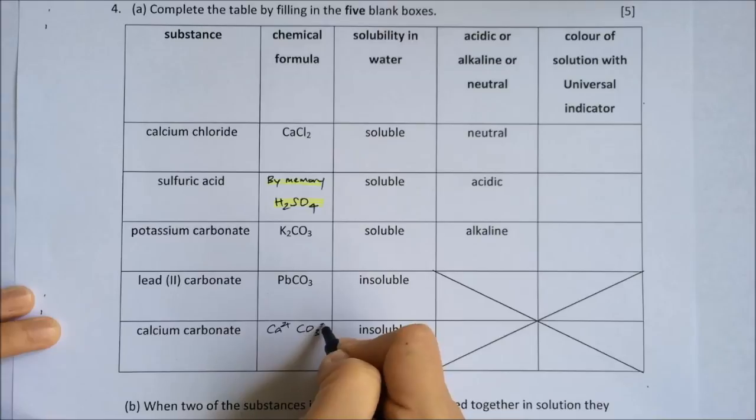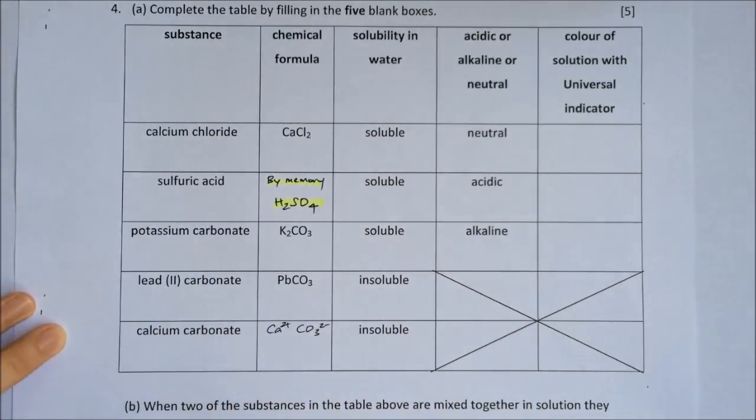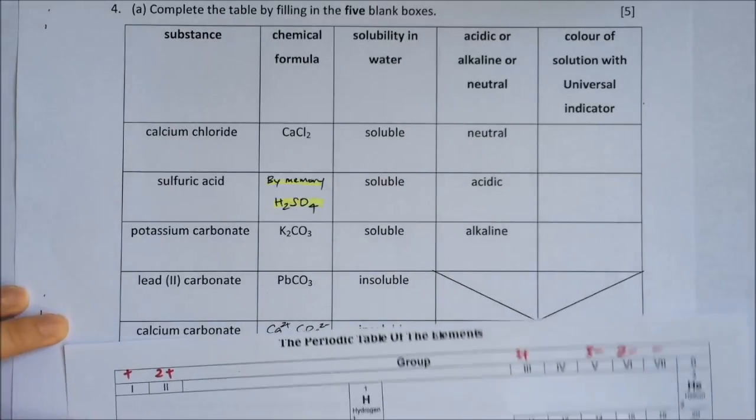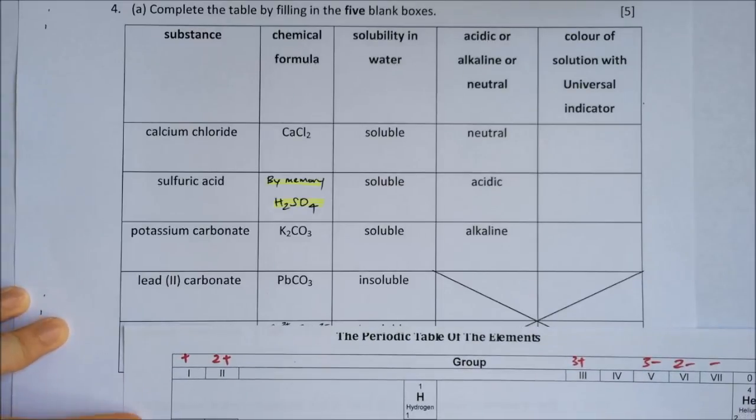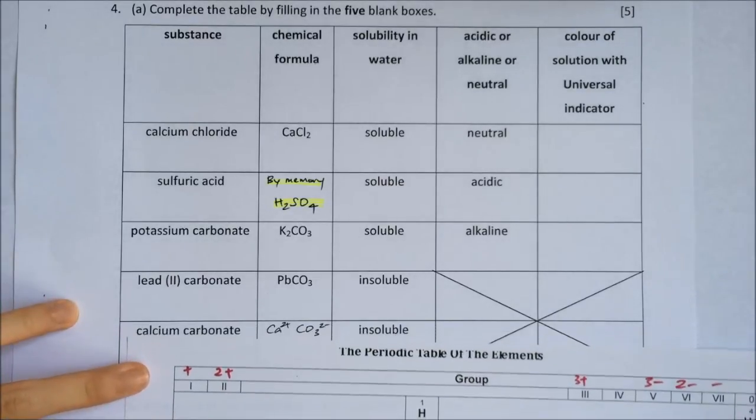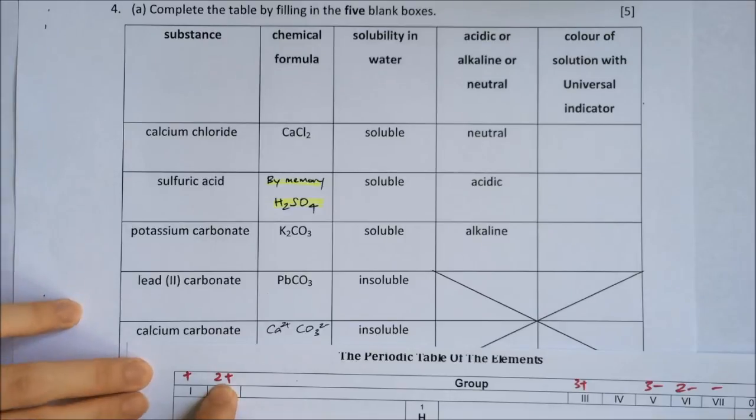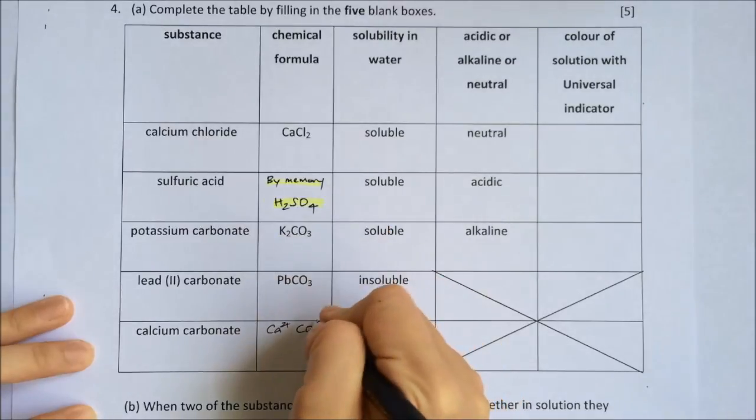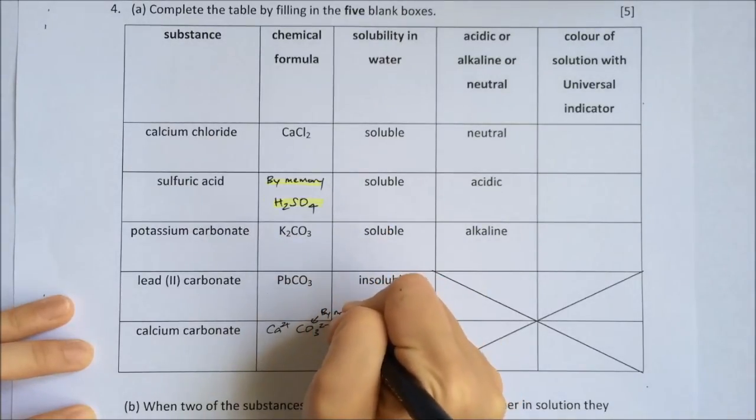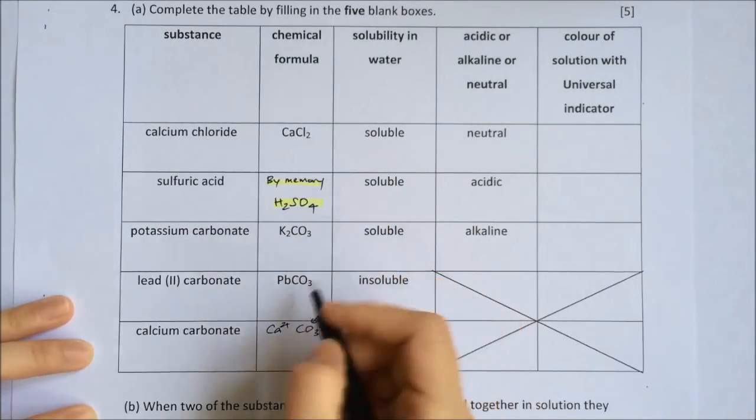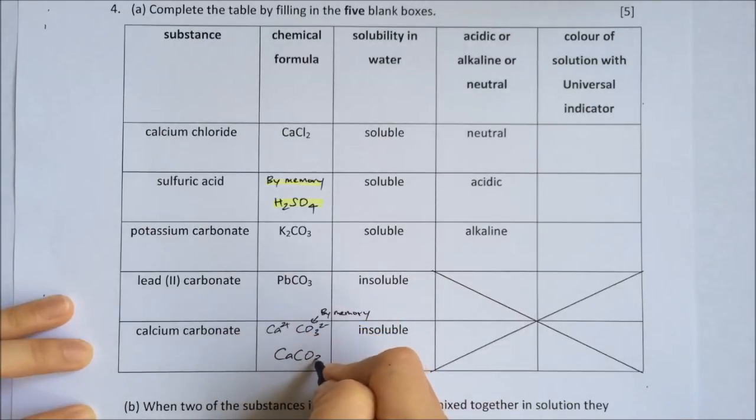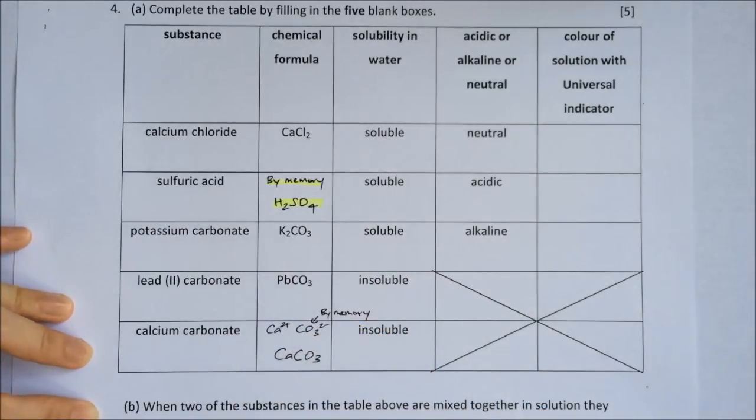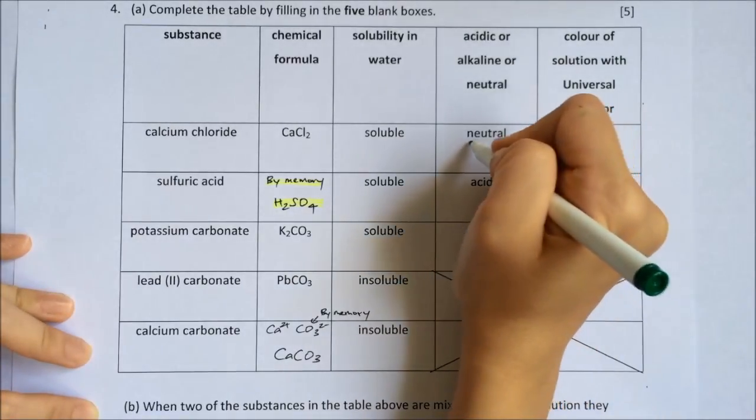Calcium is in group 2, Ca2+. Carbonate is by memory, CO3 2-. So the charges are balanced. So you look at calcium group 2, you can see the 2+ charge over there. So since the charges are balanced, we write CaCO3. So that's the chemical formula of calcium carbonate.